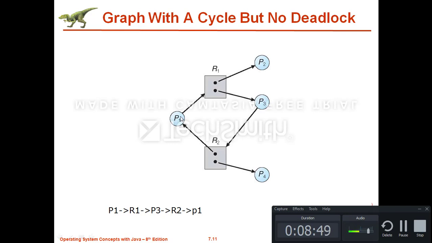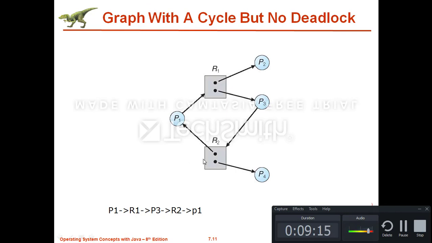Once R1 gets released, P1 completes the execution. Once P1 completes the execution, it releases R2 also. Once it releases R2, R2 will be given to P3. Then P3 also completes the execution. In this graph, there exists a cycle, but there is no deadlock. The only reason is that we have multiple instances of the resources.